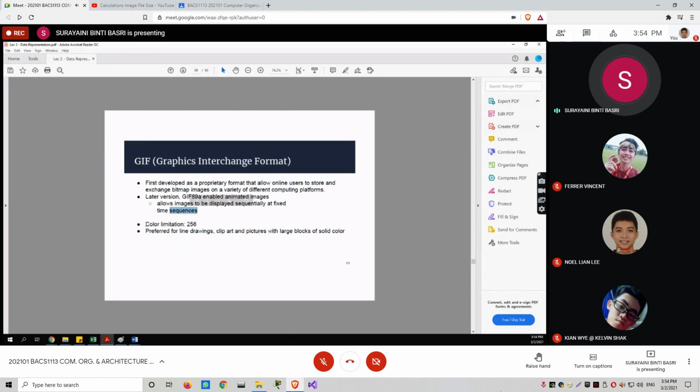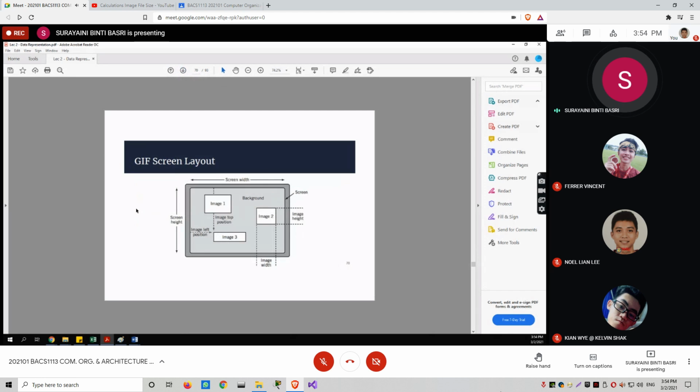Okay, but this GIF has a color limitation, which is it only has 256 colors. So if you remember just now, this 256 will have a bit depth of 16. Okay, so this is preferred for line drawing, clip art, and pictures with large blocks of solid color. Okay, so this is your GIF image.